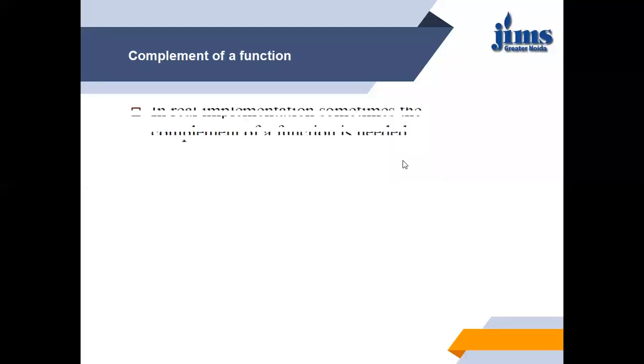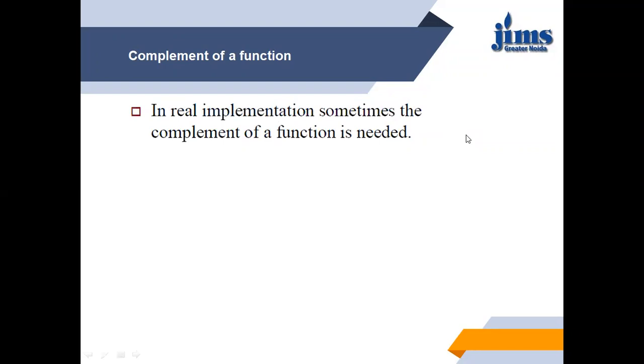And why is it needed in a real implementation? Sometimes the complement of a function is needed. Where there is such a requirement, we have to take the complement of the function, and it can be done with the help of De Morgan's theorem. Suppose we have a function f equals x bar y z bar plus x bar y bar z. This is a Boolean function which is given to you, and you have to take its complement.